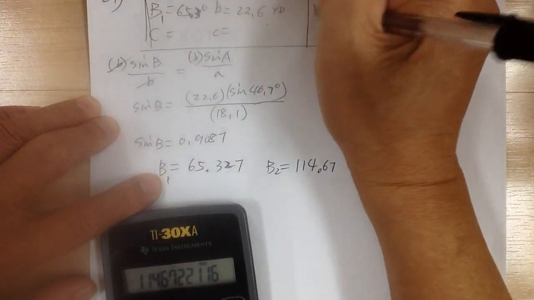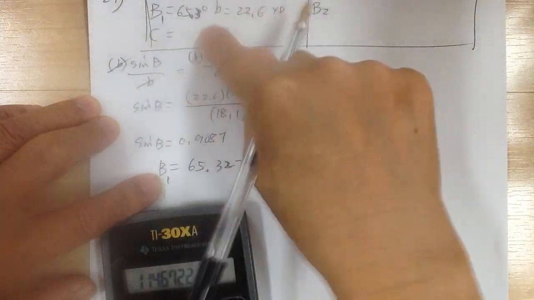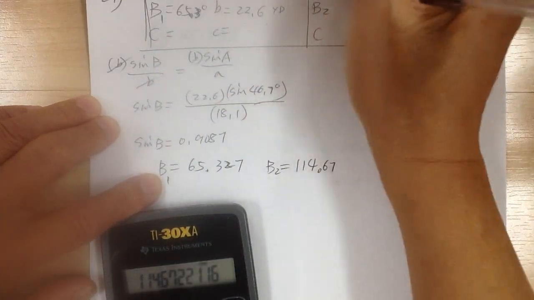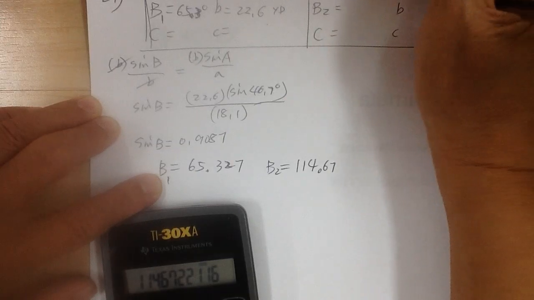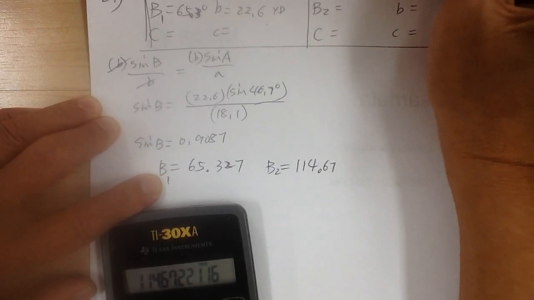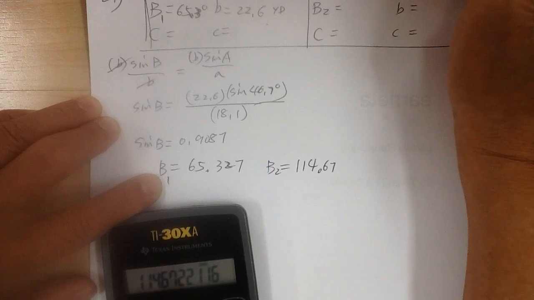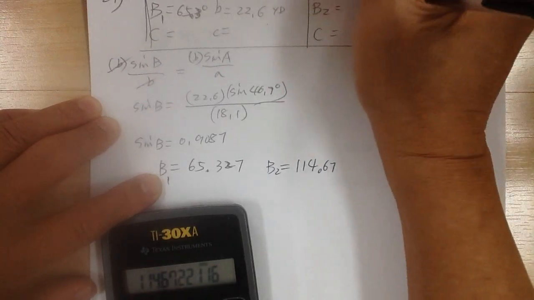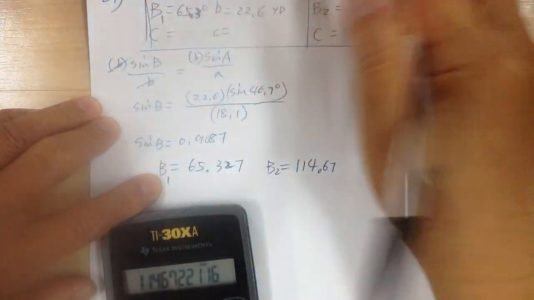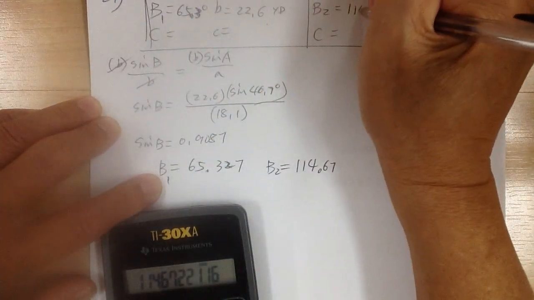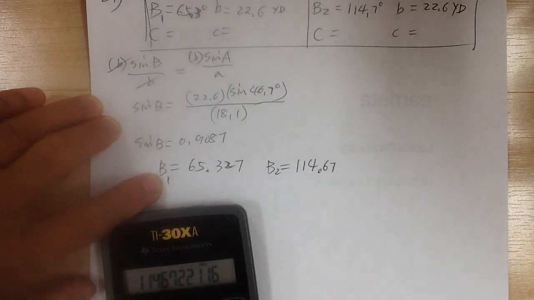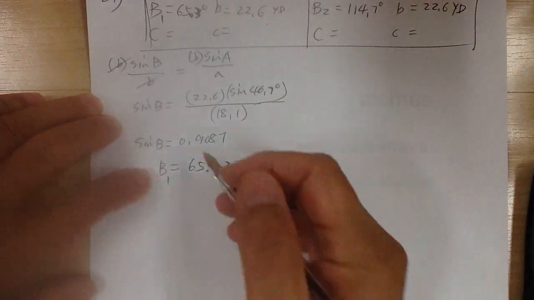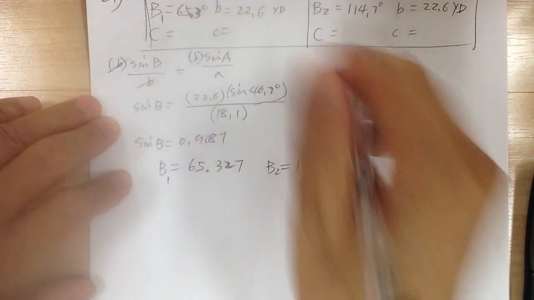Right away I need to get B2. I can stop over here. Don't worry about C yet. You need to get these things taken care of first. So 18.1 yards, 22.6 yards, and A is 46.7, and B2 would be 114.7 degrees. Okay, so once we get that, now we can go back and do this.